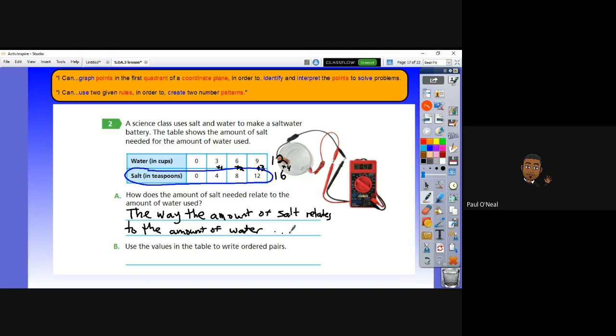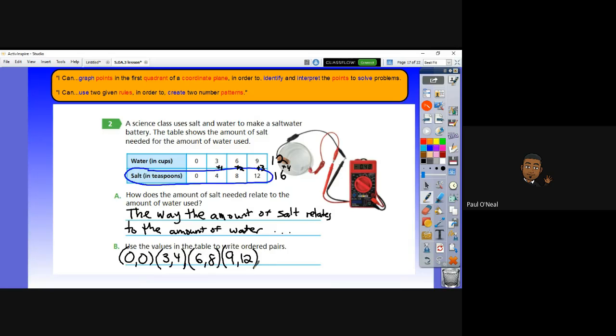I know it might sound a little bit crazy, a little bit confusing, but just bear with me. B, so I put the dots so we can see that it increases based upon what I wrote there. Use the values in the table to write ordered pairs. So now let's take that and create ordered pairs. So we have 0, 0, right? We have 3, 4. We have 6, 8. We have 9, 12, right?